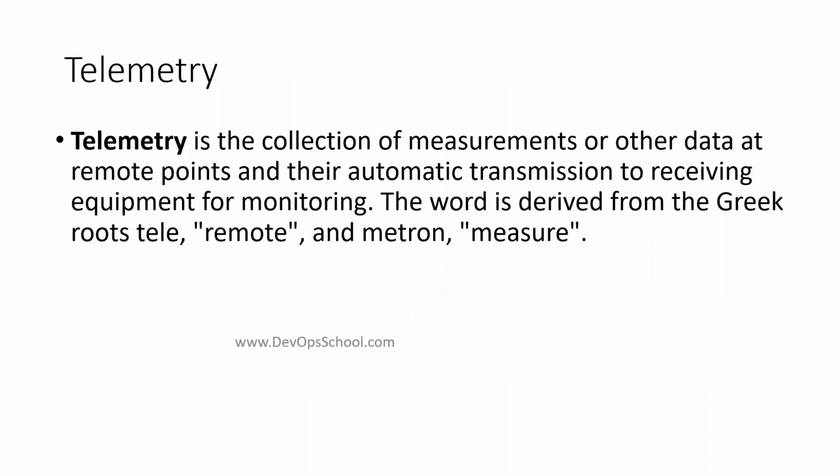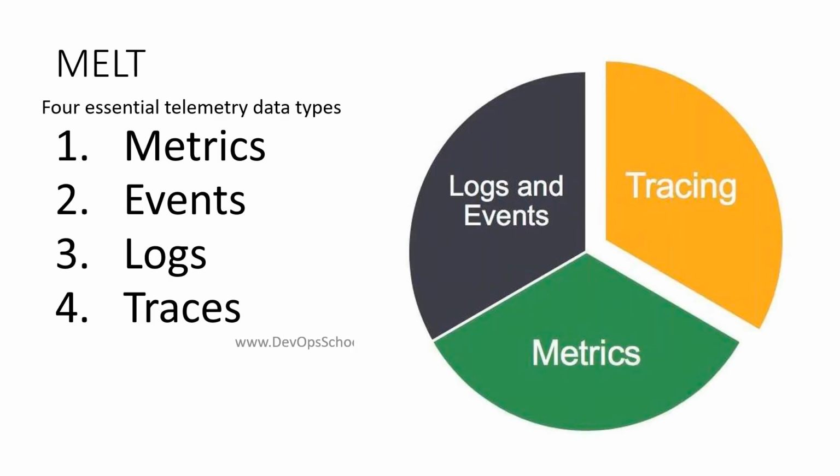So now the question is, how do we set up observability? There is one keyword, which is telemetry. Telemetry is the collection of measurements or other data at a remote point and their automatic transmission to receiving equipment for monitoring. The word is derived from the Greek roots tele, meaning remote, and metron, meaning measure. So what telemetry do we have? In short, we can call it MELT also.